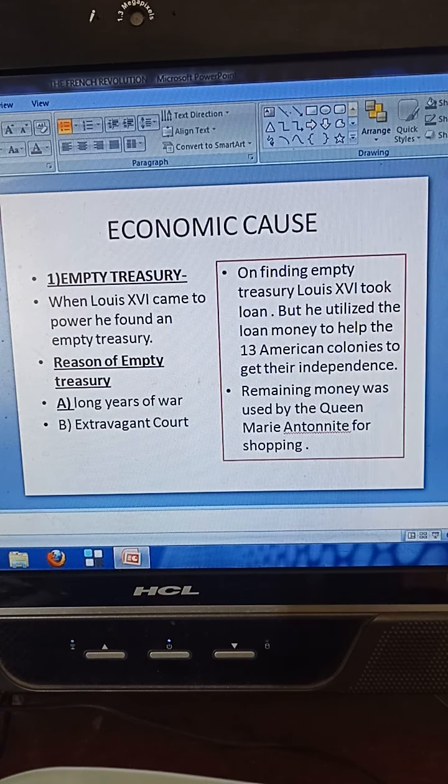After taking loan, Louis XVI utilized the money for helping the 13 American colonies to get their independence.